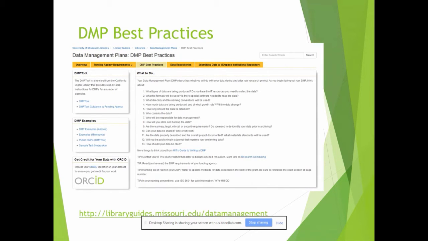And do know that this is one thing that the libraries can consult with you on. We're happy to read your data management plan to see if it covers the various aspects. We obviously won't necessarily know anything about your research, but we can ask you those questions about what your file formats are, where you're going to archive this, and how much stuff you think you're going to collect.